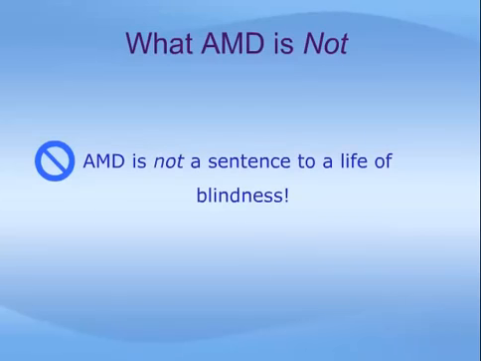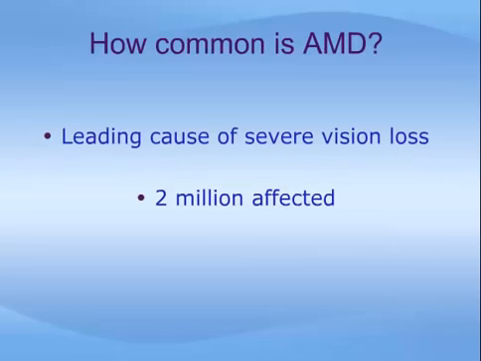AMD cannot cause total blindness, as it affects only your central or straight-ahead vision and leaves your peripheral or sideways vision untouched. Vision aids, doctors, and your family and friends can all help you deal with vision loss. Adapting to living with AMD and preserving your independence are possible. AMD is the leading cause of severe vision loss in the Western world. Over 2 million Canadians are living with some form of this disease.